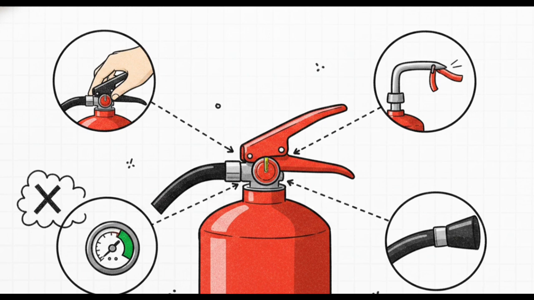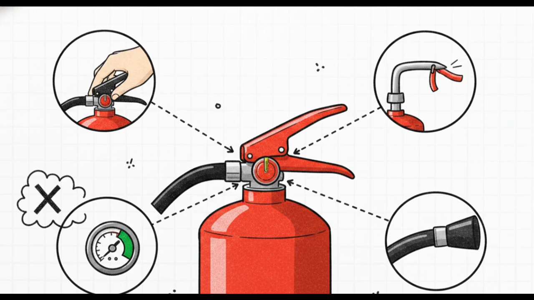Then right below that is the pressure gauge. This gives you a really quick visual check to ensure the unit is actually fully charged and ready to fire. But here's a truly fascinating detail from our sources. You actually won't find this gauge on CO2 models. Because of the way carbon dioxide is compressed, a standard gauge just wouldn't give an accurate reading.